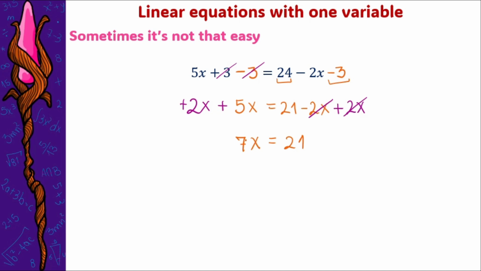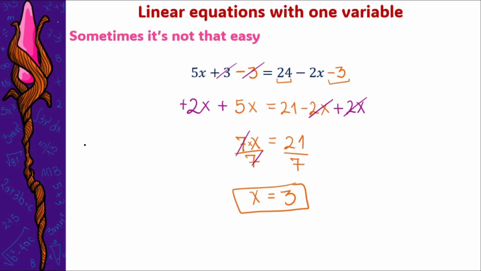So we should do the opposite operation that the 7 is doing. 7 is multiplying, so we will divide by 7. And since I did it on the left side, I have to do it on the right side. That would cancel the 7 out, and then we would get x equals 21 divided by 7 is 3. So x equals 3 is the value that would satisfy the initial equation.